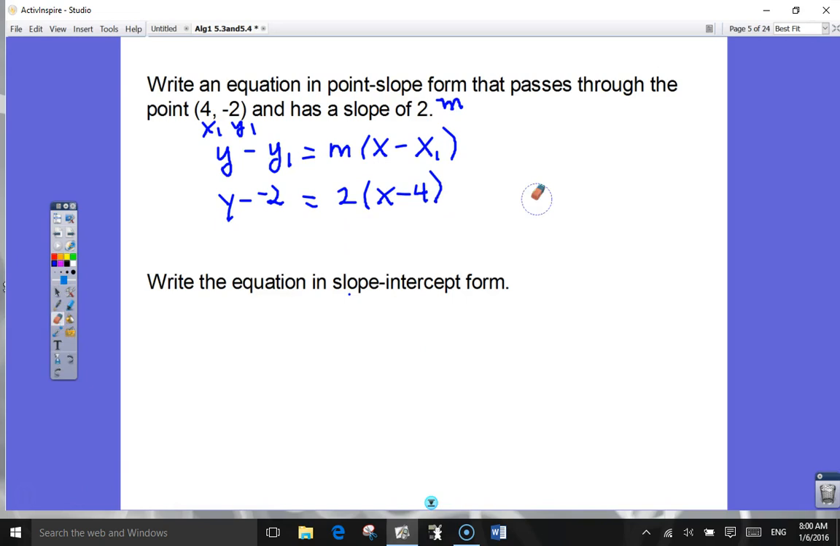Now, if you're asked to put it into point slope form, then you should simplify. At least minus a negative should be turned into a plus, right? So I can make that into y plus 2 equals 2 times x minus 4. But that's it. Then you're done. If all you're asked to do is put it in point slope form, that's the point slope form, and you're done.